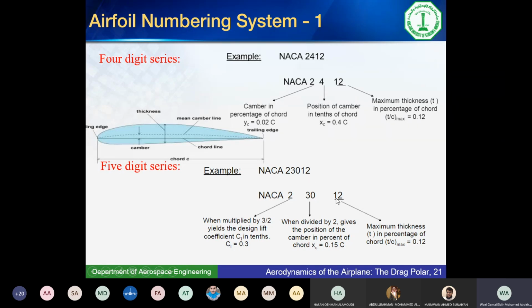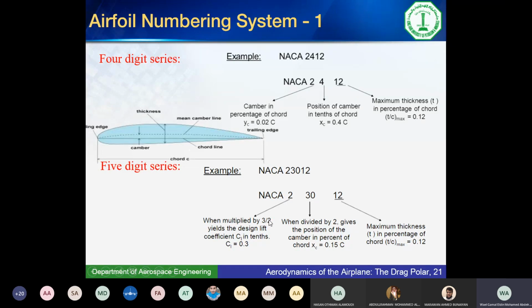The last 2 digits are still the maximum thickness percent. So this 12 means 12%, maximum thickness, 12% of the chord. But the first digit doesn't mean the camber now. It means some aerodynamic characteristics of the airfoil. This 2 means that the design lift coefficient is: take that number and multiply it by 1/2.